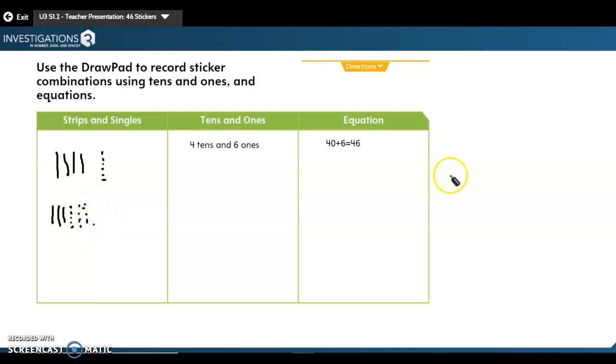and 16. So this time we are going to show an equation of 3 10s and 16 1s. Move this down here. And our equation is going to show 30 plus 16 equals 46. Okay, let's move on to the next way.